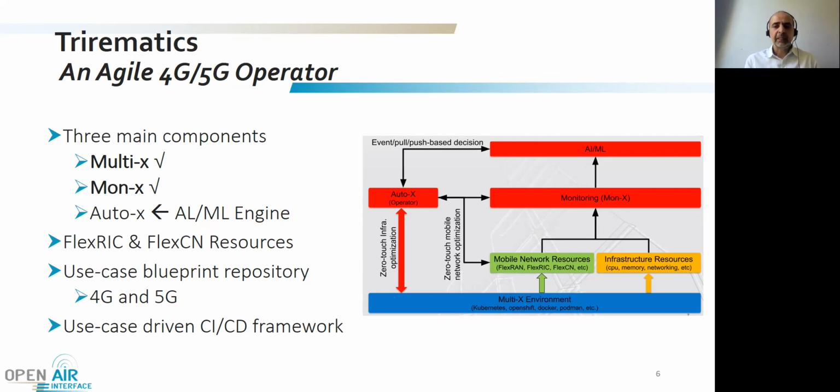MonX is an entity that is in charge of monitoring of the whole deployment, not only the infrastructure part, but also the network resources, which are exposed through FlexRIC and FlexCN. And finally, AutoX, which is in charge of automation and autopilot, which is the actual operator, which is, let's say, enhanced and has the interface to an AI and ML engine, monitoring the entire network deployment and constantly optimizing and improving the network deployment.